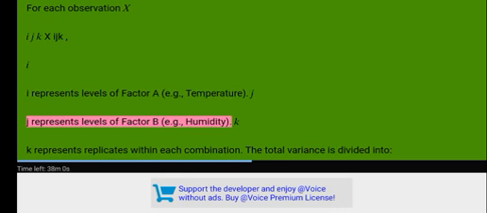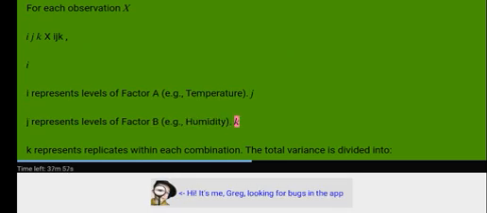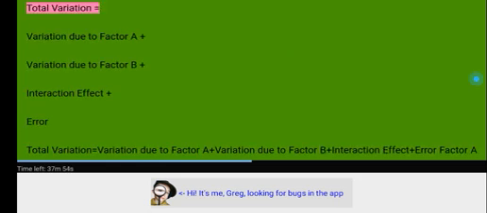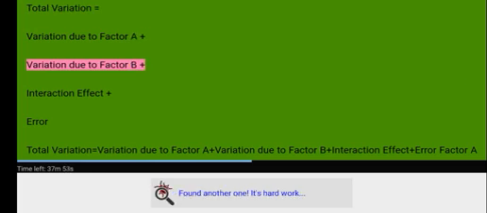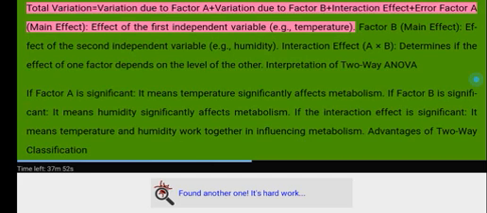J represents levels of factor B, e.g., humidity. K represents replicates within each combination. The total variance is divided into: total variation equals variation due to factor A plus variation due to factor B plus interaction effect plus error.